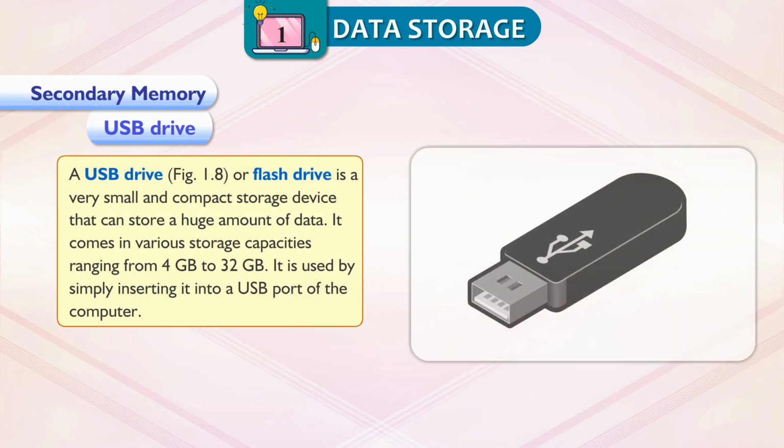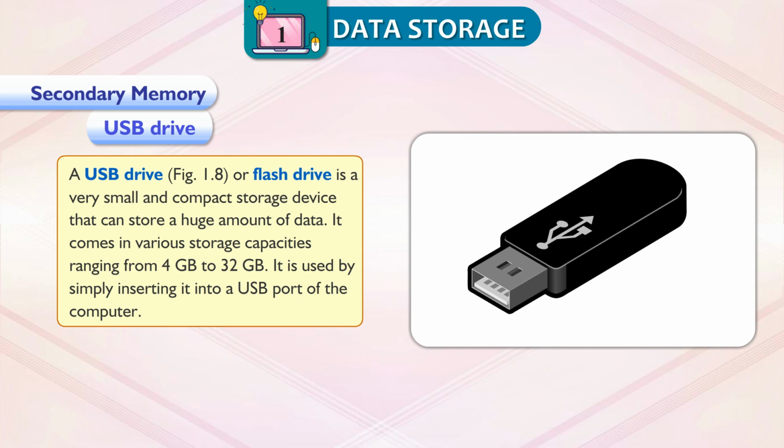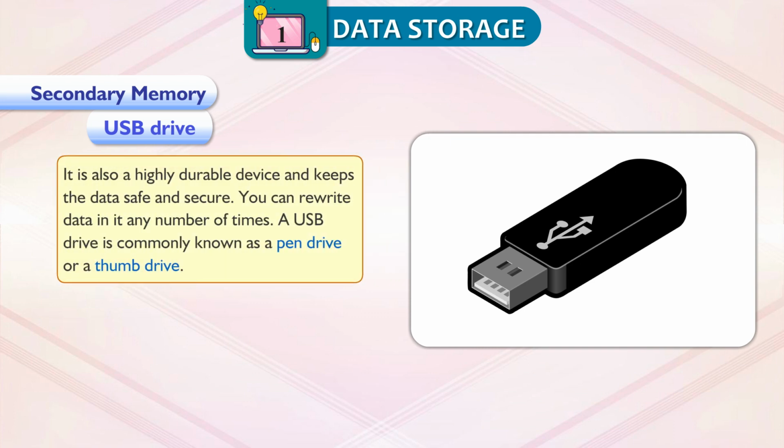USB drive. A USB drive, refer to figure 1.8, or flash drive is a very small and compact storage device that can store a huge amount of data. It comes in various storage capacities ranging from 4 GB to 32 GB. It is used by simply inserting it into a USB port of the computer. It is also a highly durable device and keeps the data safe and secure. You can rewrite data in it any number of times. A USB drive is commonly known as a pen drive or a thumb drive.